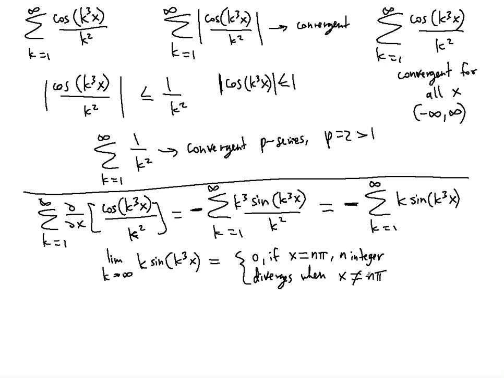Okay, so the only convergence interval here is simply one x value, right? Well, not just one x value, but infinitely many x values, n pi, n an integer.